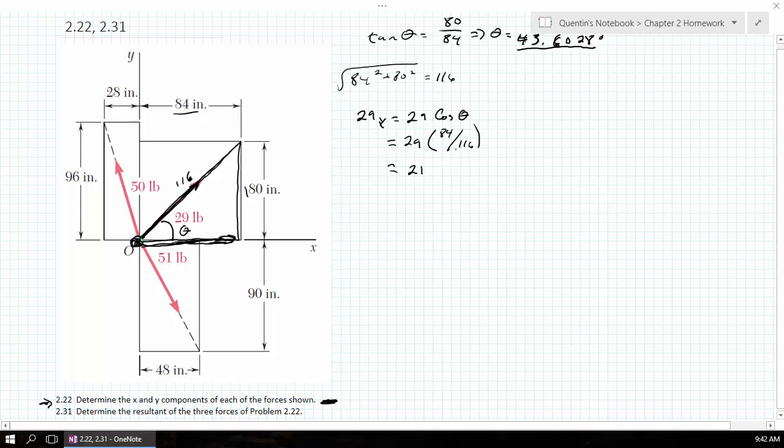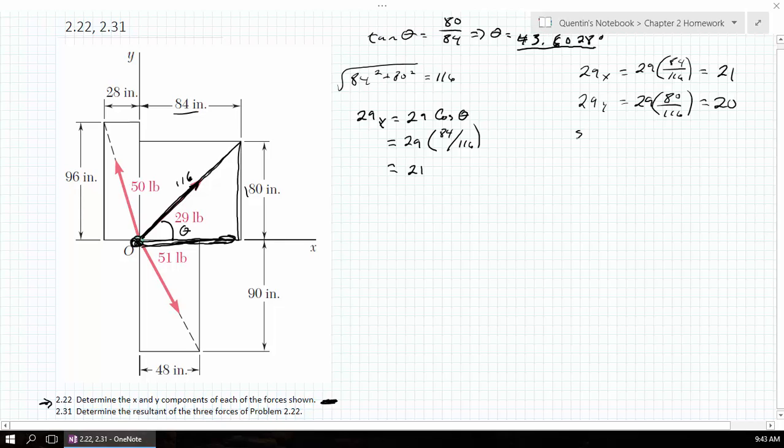Okay, so here I'm going to do a little chart. I'm going to say 29 in the x is equal to 29 times 84 over 116, which is 21. 29 in the y is going to be sine theta, but it's the opposite, 80 over 116, which works out to be 20.